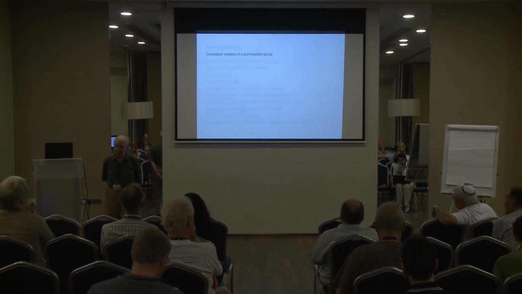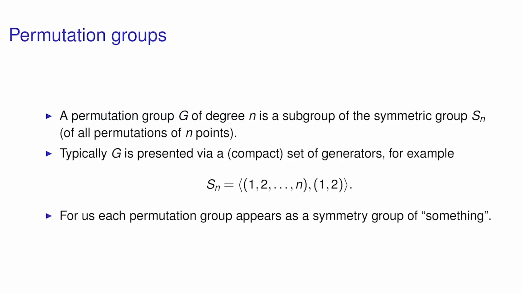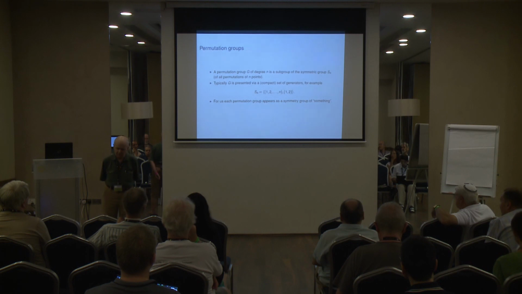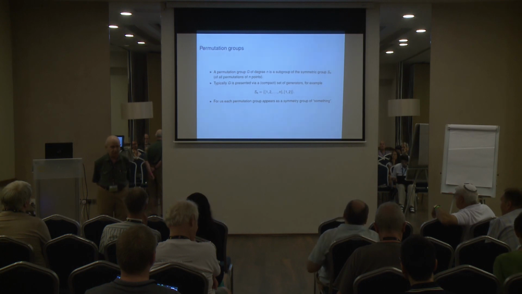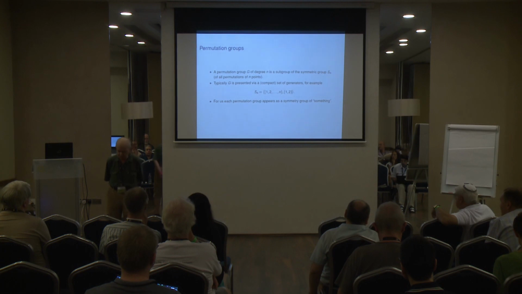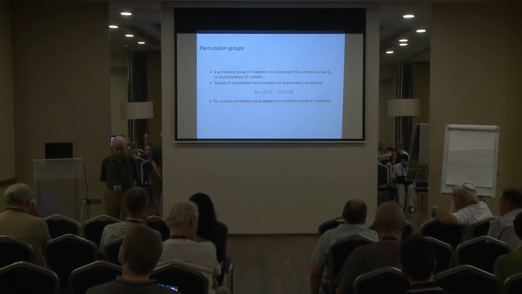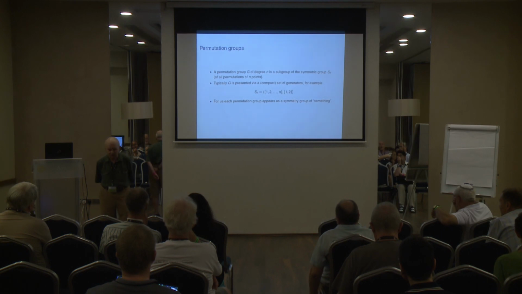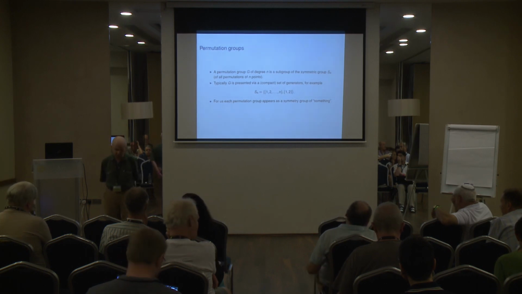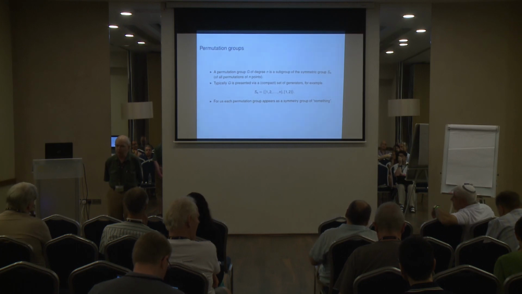Now we will start from the concept of the centralizer algebra of a permutation group. I will talk on a very naive level. So what is a permutation group? We have a symmetric group of degree n, which is acting on n points. A typical way for a computer to define a permutation group is to give a set of generators. Sometimes people struggle to find a compact set of generators. But for us, especially in this lecture, a permutation group will appear as a group of symmetries of something. This means we have some nice structure, and we would like to consider our permutation group as the automorphism group of this nice structure.